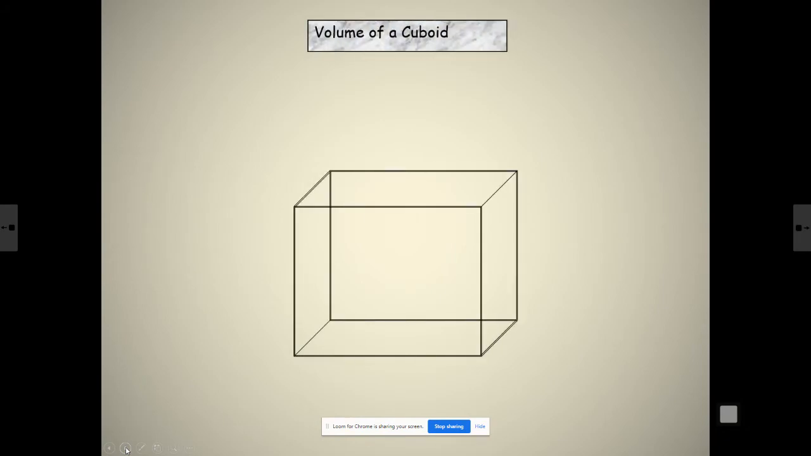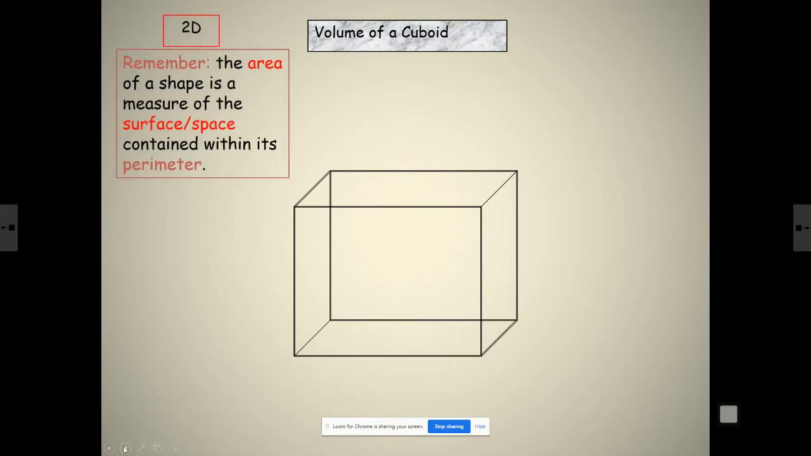So let's now move on and have a look at volume. So if you have a look at this, volume of a cuboid, and a cuboid is a 3-dimensional shape and it looks like a box. So it's anything of this shape made up of rectangles or squares, and it has 3 dimensions. It's what we call solid. So the area of a shape is the measure of the surface space contained within the perimeter, and it's measured using squares.